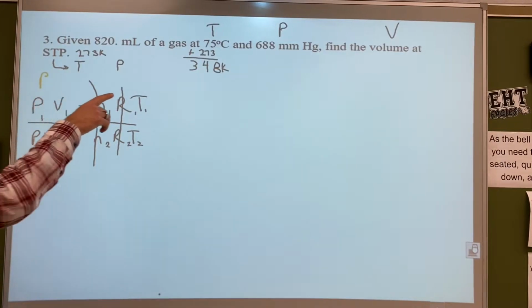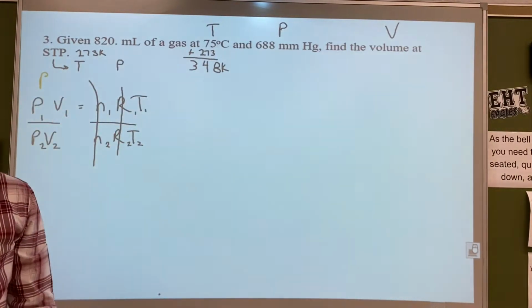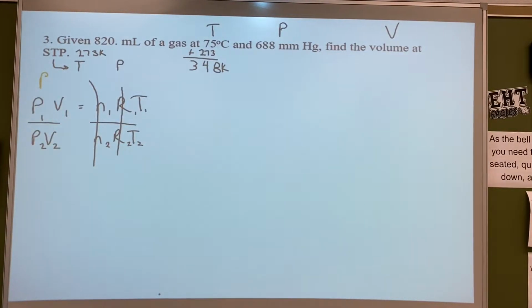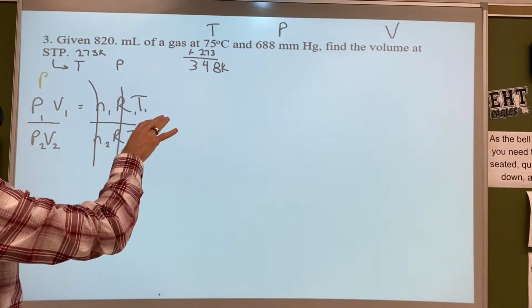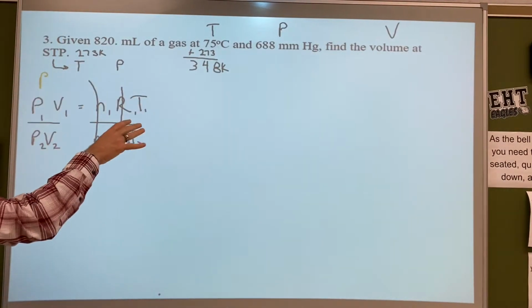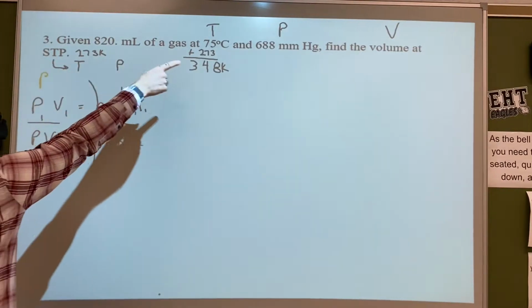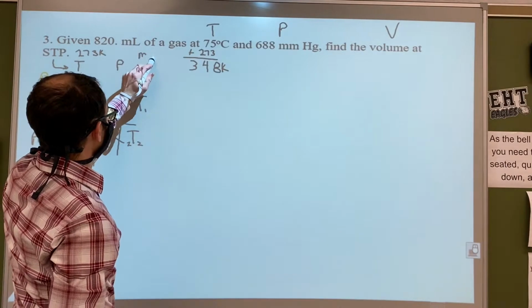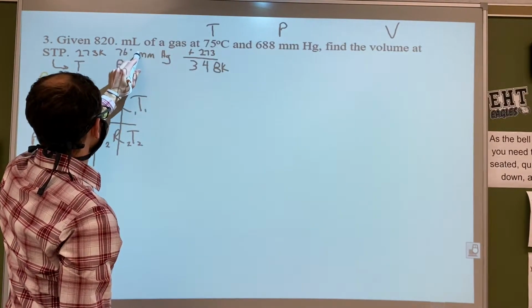And the other thing we have here is pressure. Now, because we're not using R, we don't need to convert it into ATM. So what I would recommend you do is just leave it the way it is, because that'll take time if you convert it. And at STP, there is a standard for millimeters of mercury, which is 760.